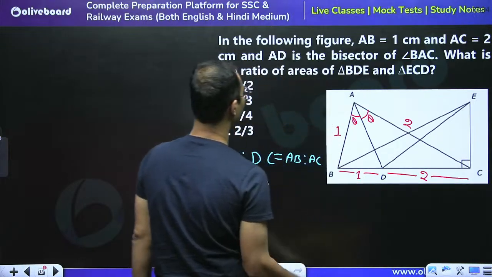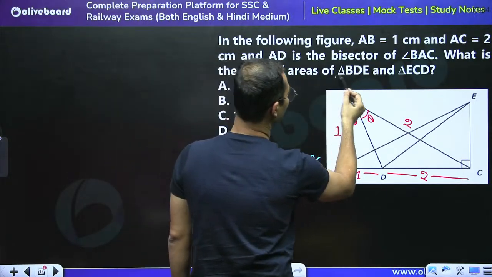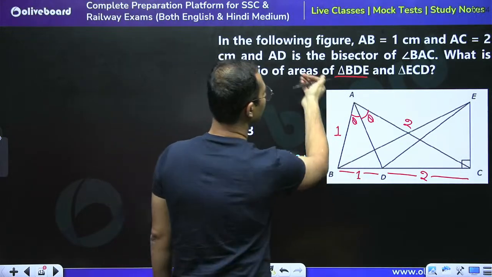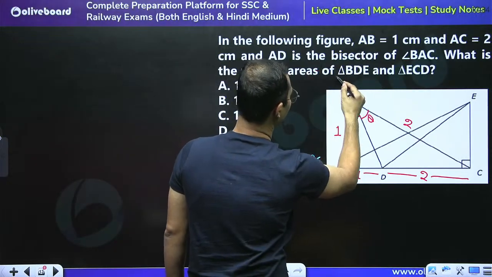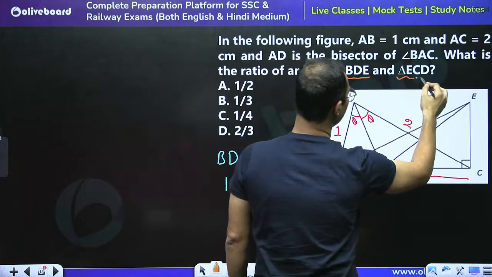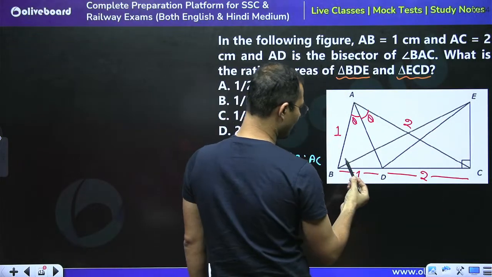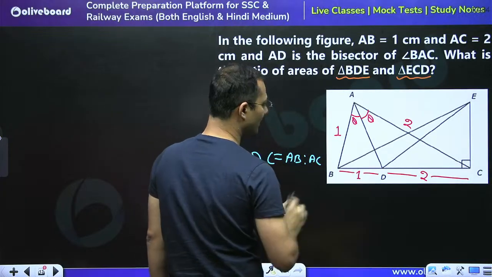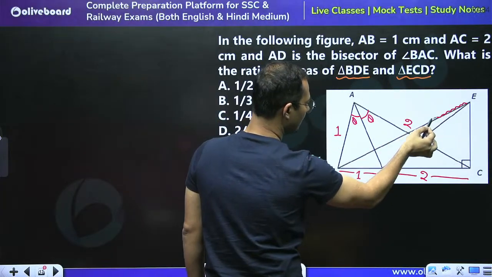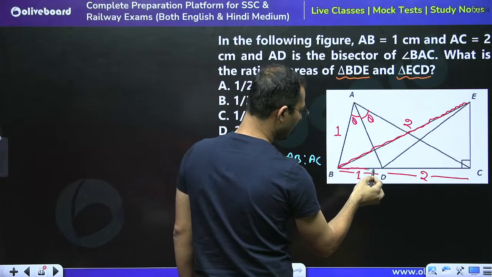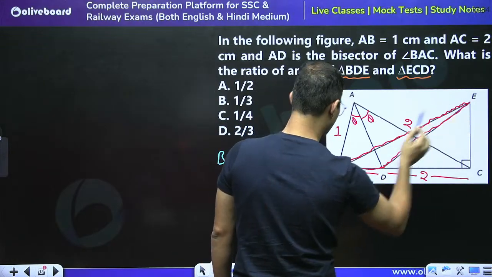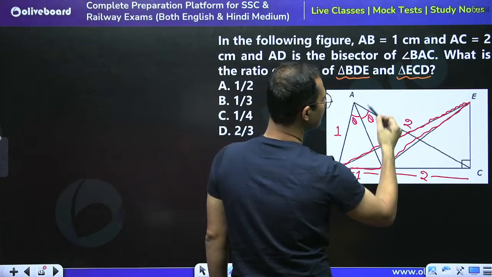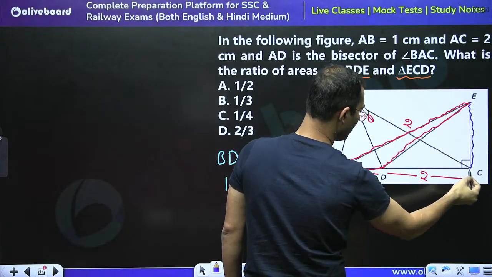The question is asking what is the ratio of the area of triangle BDE and triangle ECD. So we have two triangles: triangle BDE, see this triangle, and triangle ECD.